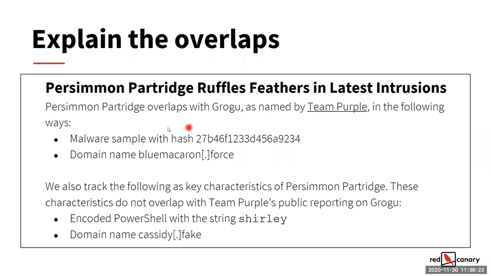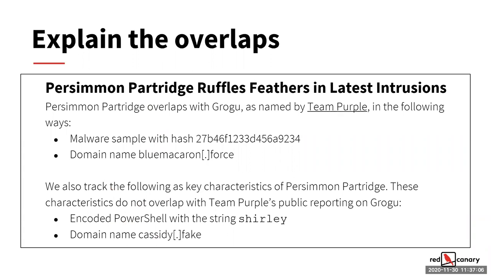Here's how those two things overlap, right? Maybe there's a malware sample. Maybe there's a domain name. And you're saying, okay, these two different groups, here are the overlaps between them. But then you can also explain, hey, there's some stuff that we're tracking as Persimmon Partridge that there's no public reporting on this being that other group named Grogu. So maybe there's some encoded PowerShell or a certain domain name that we haven't seen overlap. And so that helps our readers and our analysts who are reading this understand, well, okay, that's why they're tracking this as a separate group. It's not an exact overlap. There's a partial overlap, as you've explained, but then there's some other stuff they're tracking.